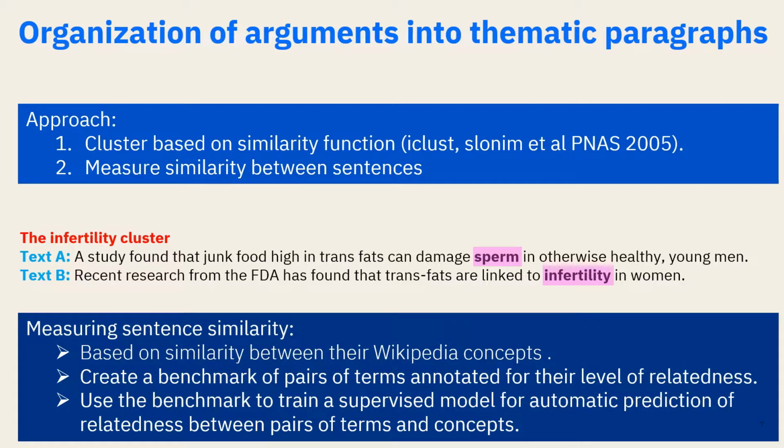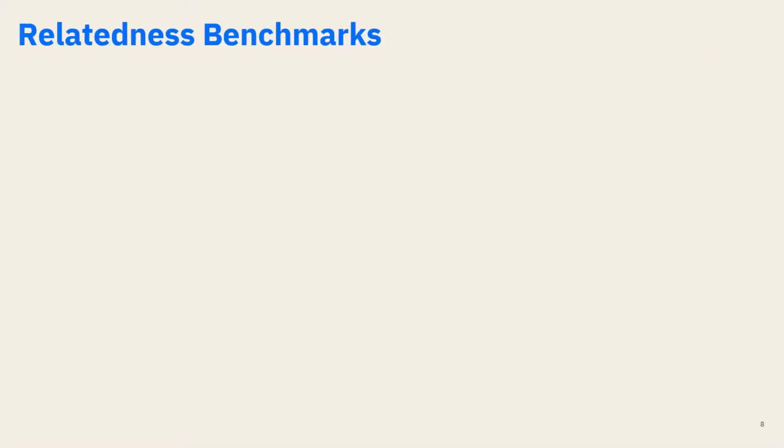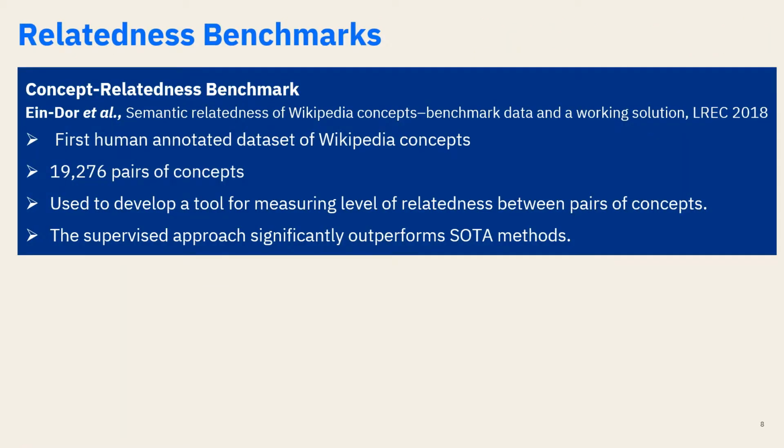But how can the relatedness between pairs of concepts be measured? We coped with this problem by first creating a benchmark of concept pairs annotated for their level of relatedness. We then used this benchmark to train a supervised model for predicting the level of relatedness between unseen pairs. The resultant concept relatedness benchmark is the first human annotated dataset of Wikipedia concepts with more than 19,000 pairs of concepts. We use this benchmark to develop a tool for measuring level of relatedness between concepts.